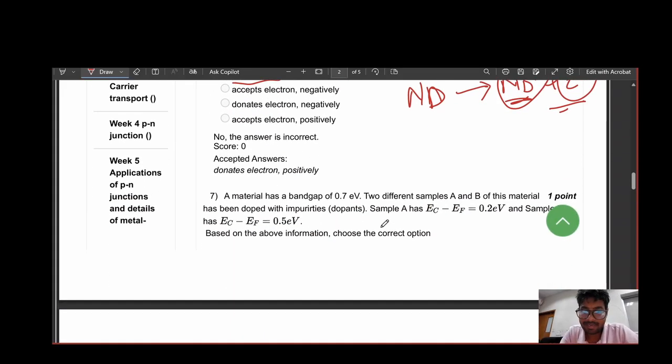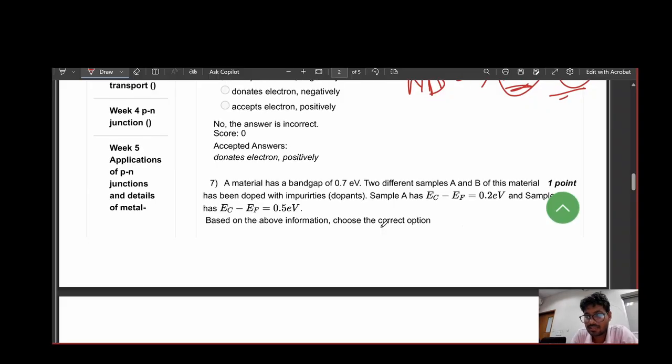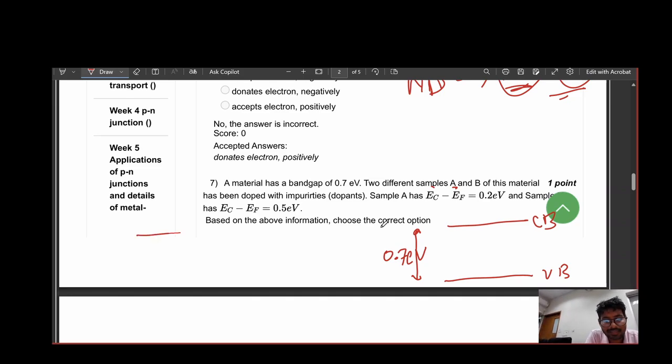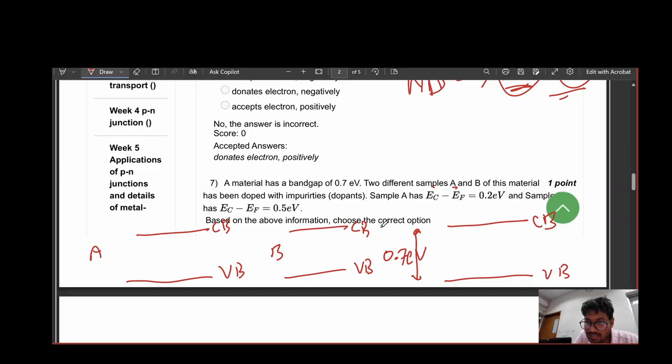A material has a band gap of 0.7 electron volts. This is the conduction band, this is the valency band, and this gap is 0.7 electron volts. So now two different samples A and B. Let us say this is A and this is B. This is conduction band, this is valency band, this is conduction band, this is valency band. Two different samples A and B of this material have been doped with impurities, dopants.